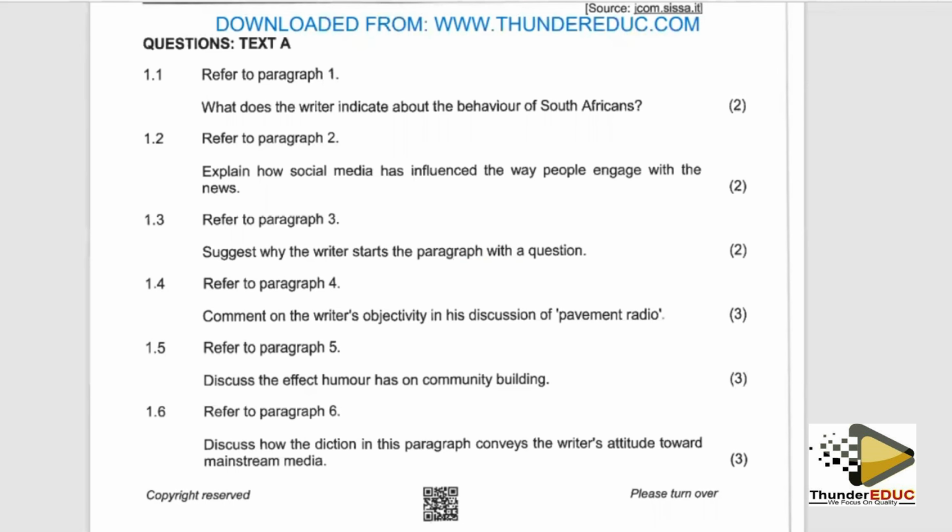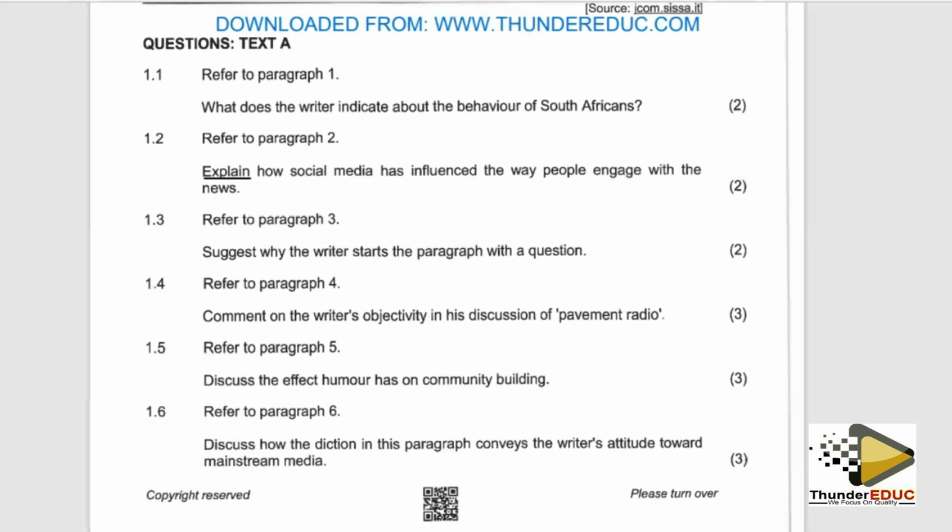Please underline it in the exam so that you are clear on what you are supposed to do, on how social media has influenced the way people engage with the news. So you are very clear when you have underlined your keyword to say you are supposed to explain. Then try and remind yourself and ask yourself, by the way, what is to explain? Please do that for all your questions so that you can be clear. Explaining is making a situation clear by describing it in detail.